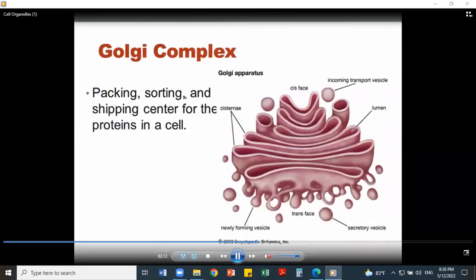The next one, Golgi complex. So it's like storage and packing for the protein in a cell. That means a shipping center for the protein in a cell. So this is called Golgi apparatus. Sometimes we call it Golgi complex. So it's like a cabbage.